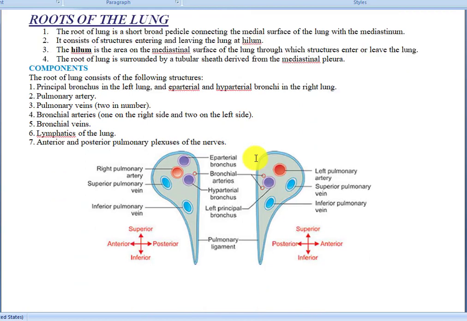Now in this lecture we are discussing the root of the lungs. So let us see some important points about the root of the lungs. The root of the lungs is a short, broad pedicle, like this, right? Connecting the medial surface of the lungs with the mediastinum. It consists of structures entering and leaving the hilum of the lungs.